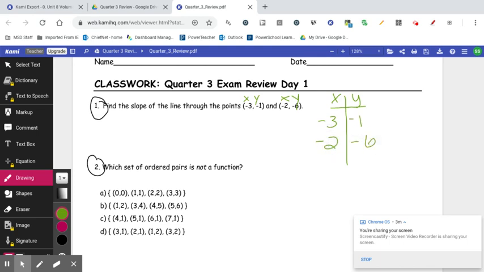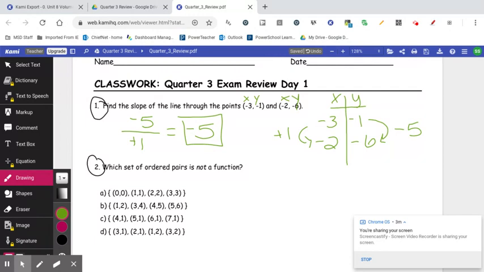We asked ourselves, how do we get from negative 1 to negative 6? We have to subtract 5. To get from negative 3 to negative 2, we have to add 1. Slope is always the change in the y over the change in the x. Our change in y is negative 5. Our change in x is positive 1, which means our slope is negative 5.